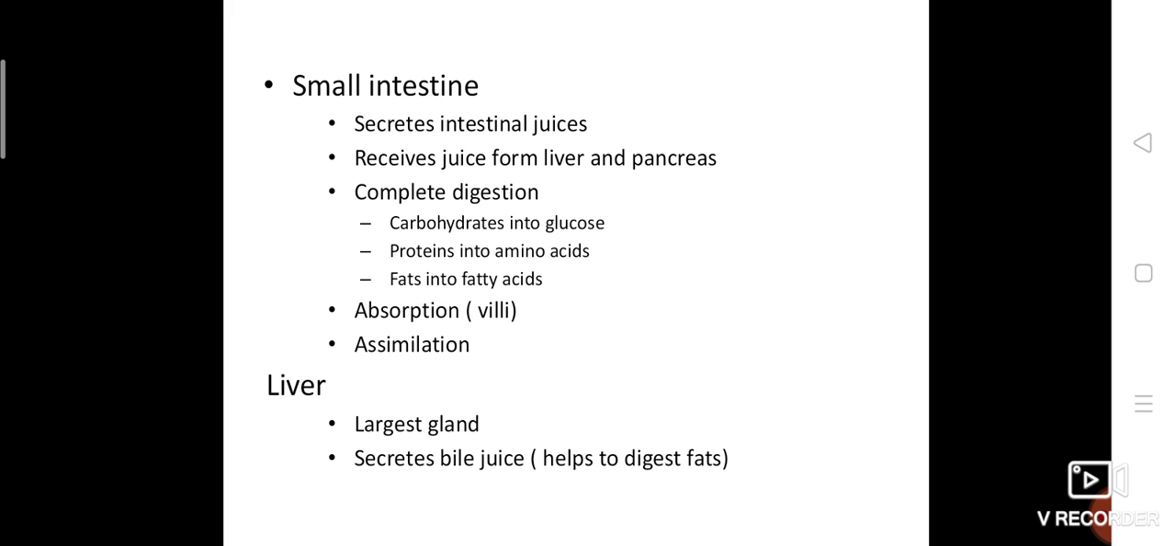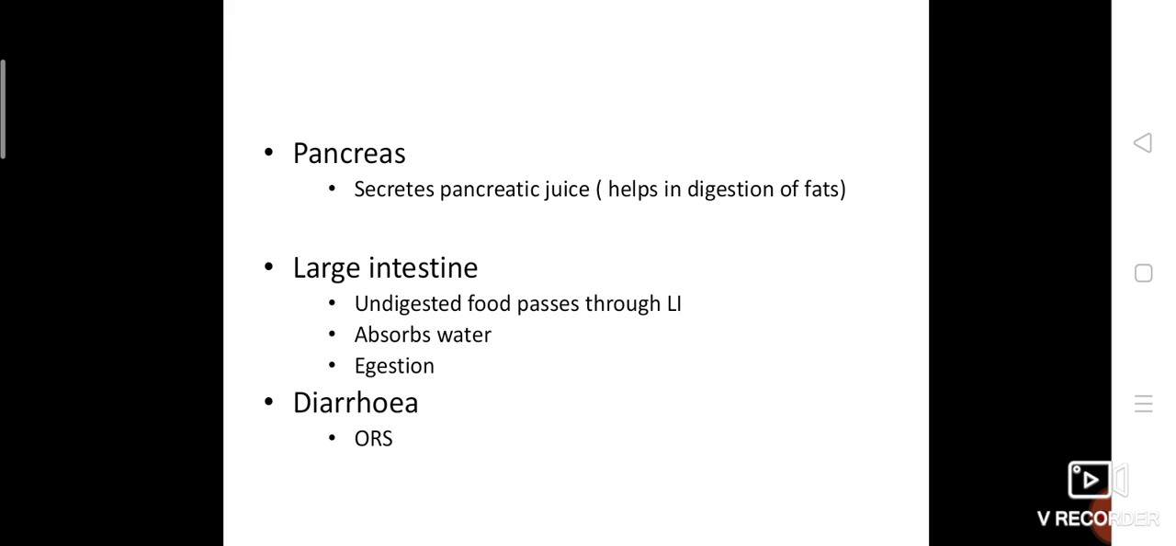Then we have to talk about the liver, because the liver is also secreting some juice, I told you, which is essential for the completion of digestion in the small intestine. The liver is the largest gland and it secretes bile juice, which helps to digest fats. And the pancreas secretes pancreatic juice, which also helps in the digestion of fat. Once those juices enter the small intestine, bile juice, pancreatic juice and intestinal juice, the three juices work together and complete the digestion. Okay.